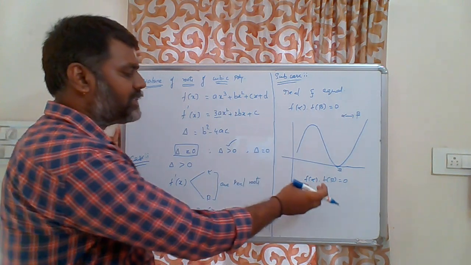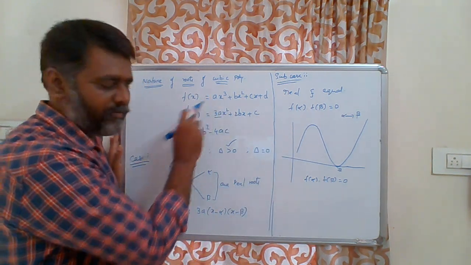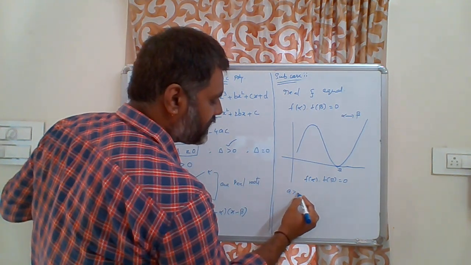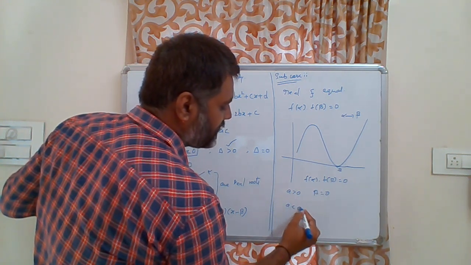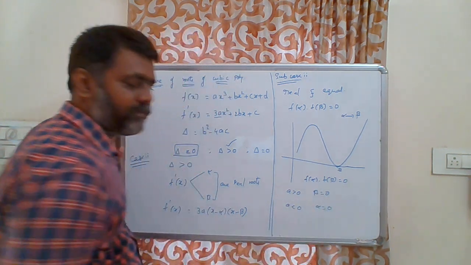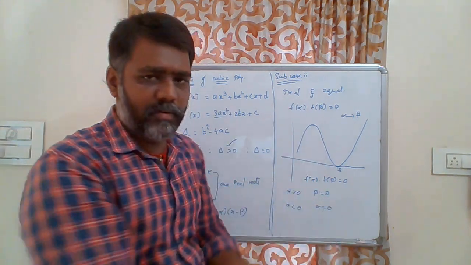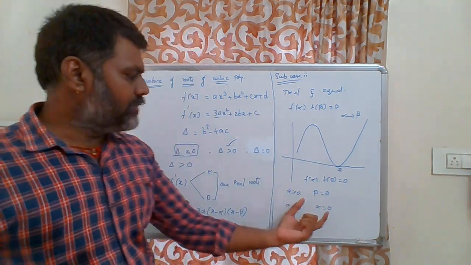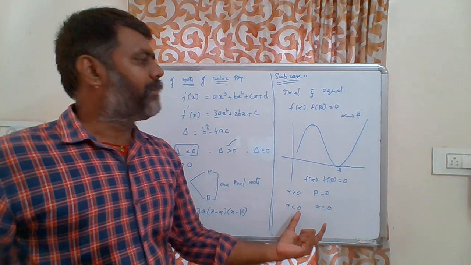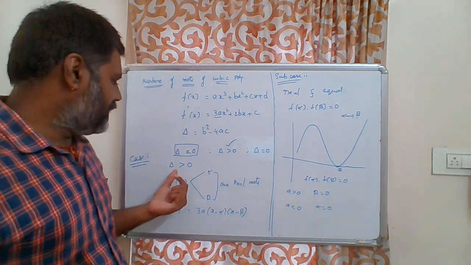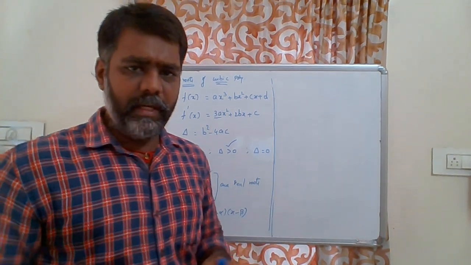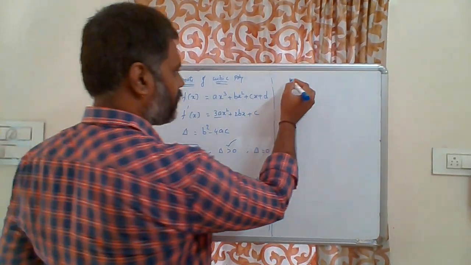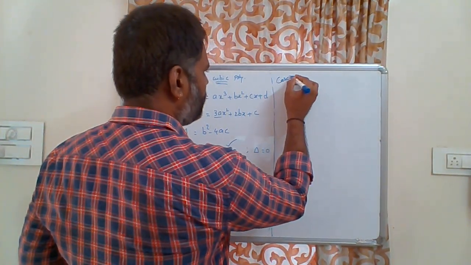Again, it also depends on the sign of a. If a is greater than 0, then f of beta will be 0. If a is less than 0, f of alpha will be 0. That means we will take the reflection of this one. So this is the second sub case in D greater than 0. The next one is D equal to 0. Next, case 3.